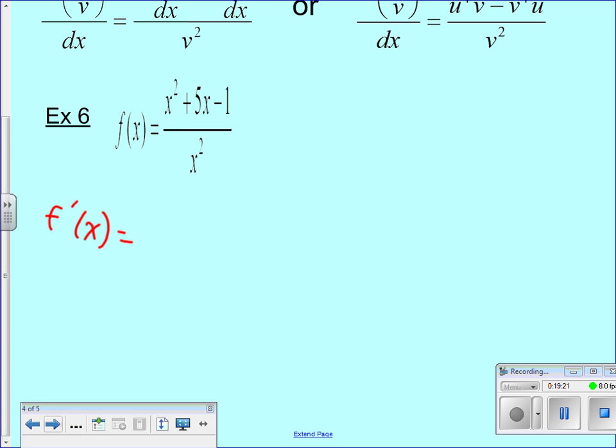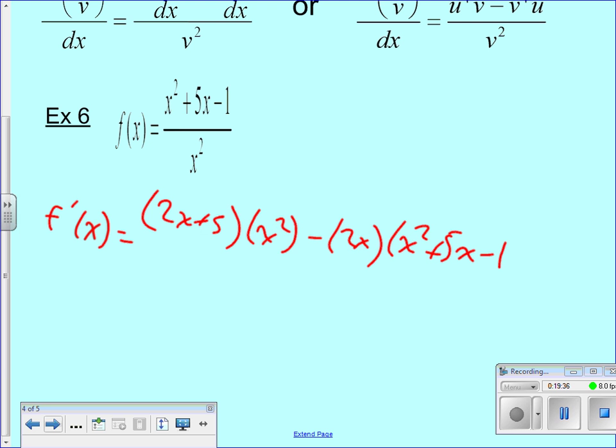X squared plus 5x minus 1. So my derivative is 2x plus 5 times my denominator, x squared, minus the derivative of my denominator, 2x, times my numerator, x squared plus 5x minus 1, all over x squared squared.